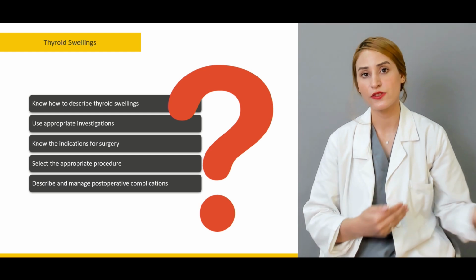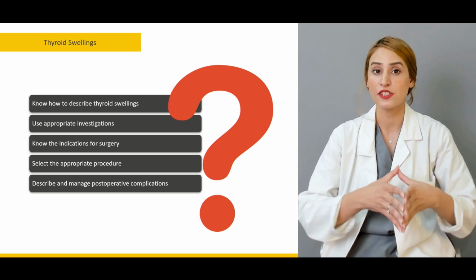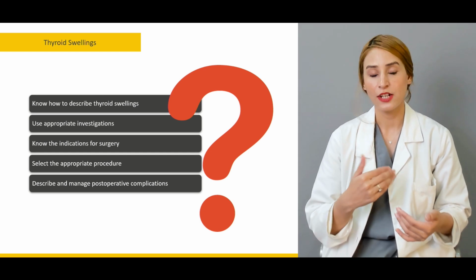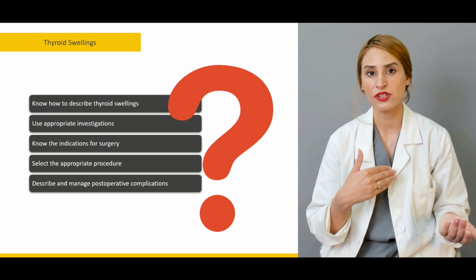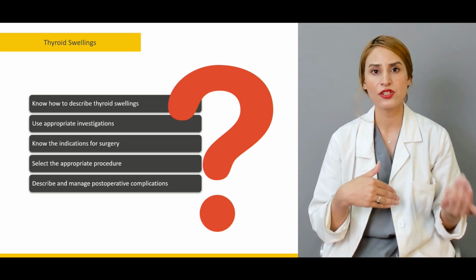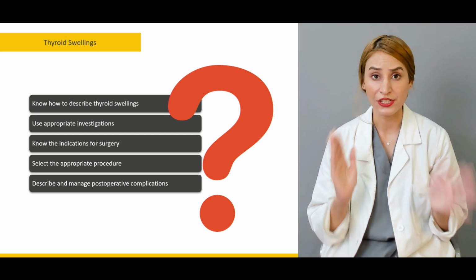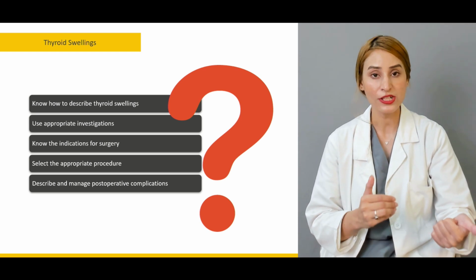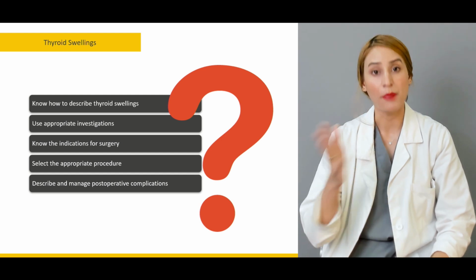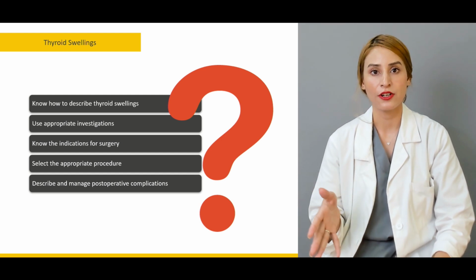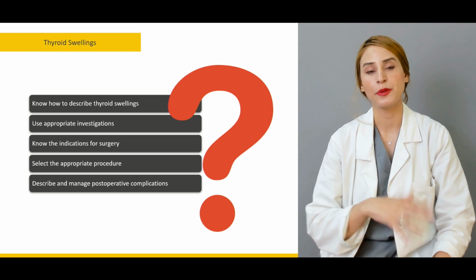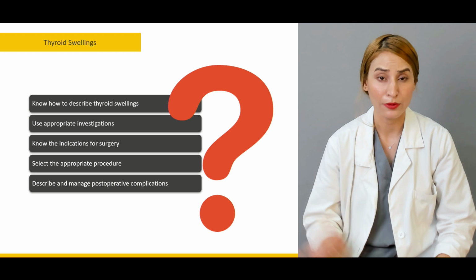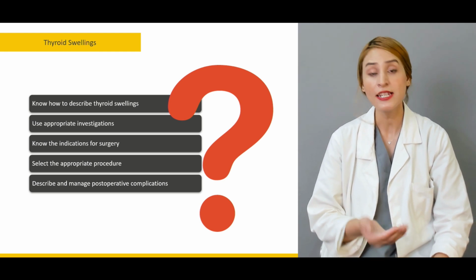Or if there are associated symptoms, like if the swelling is very big, it's compressing the structures just behind it, because it can involve the recurrent laryngeal nerve. If there is a unilateral recurrent laryngeal nerve involvement, the patient will complain about hoarseness, and if there is a bilateral recurrent laryngeal nerve involvement, the patient will complain to you about shortness of breath, and there will be pulmonary insufficiency, right?